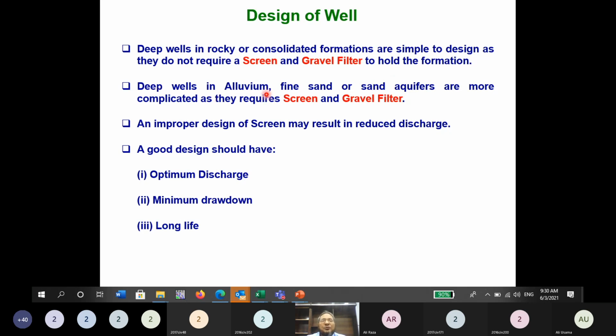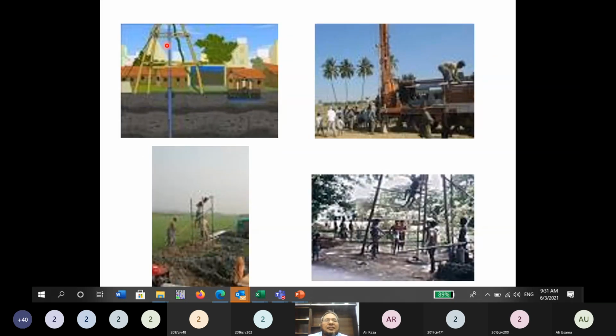But when we provide deep wells in alluvial soils like in Lahore, fine sand or sand aquifers, they are more complicated as they require screens and also the gravel filter. Then the gravel filter has to be provided with it. An improper design of screen may result in reduced discharge. Less water will come. A good design should have optimum discharge, minimum drawdown, and long life. Now here you can see the drilling process of the deep well through the percussion method, here through the rotary method, this is also through the percussion method, and these drilling processes are going on.